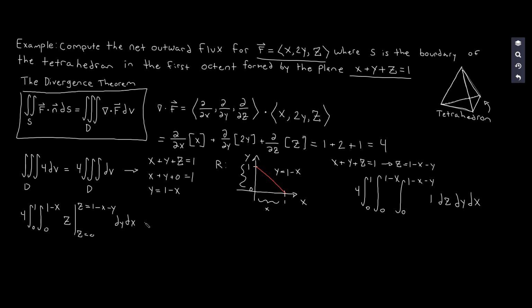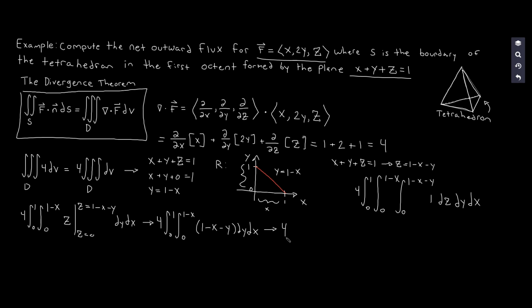This is going to turn into 4 times the definite integral from 0 to 1 times the definite integral from 0 to 1 minus x. We just plug in for z, and we're not even going to evaluate it at the lower limit because it's just going to be 0. So we're going to do 1 minus x minus y, with integration with respect to y, then integration with respect to x.